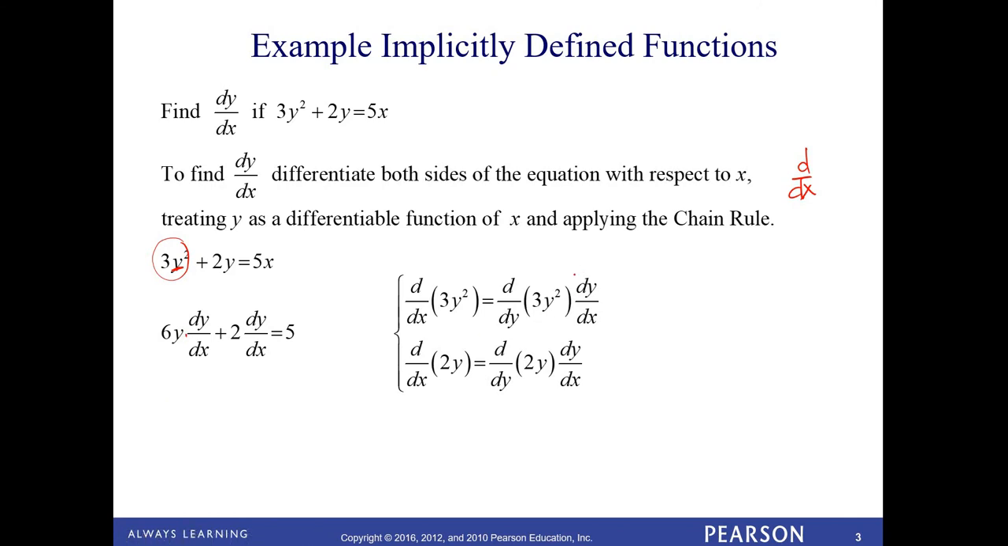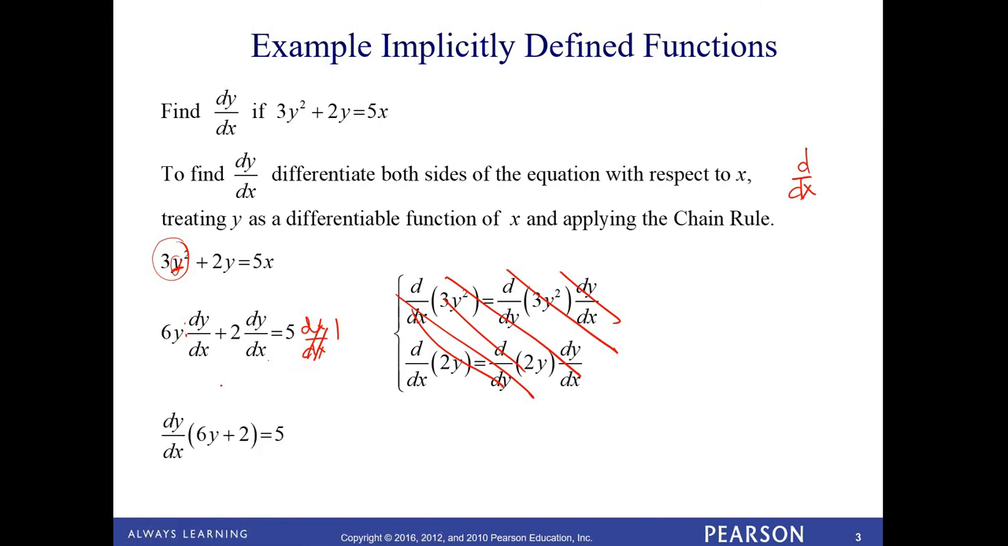The chain rule says I take the outside function, 2 times 3 is 6, so 6y to the first power is the outside function, and then I differentiate the inside function, which is y, with respect to x. Here, the derivative of 2y is 2 times dy dx. Here, the derivative of 5x is 5, and if we want to say it this way, we are looking for dx dx, but that's just 1, so I don't have to write it.